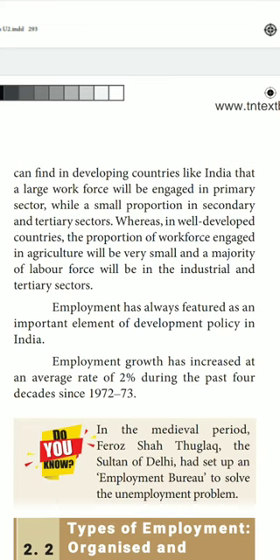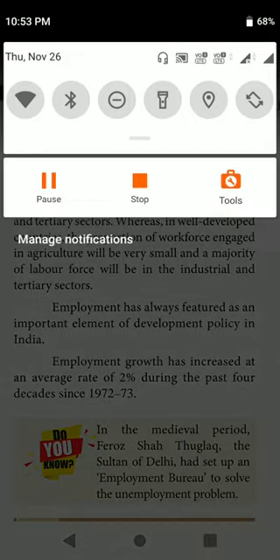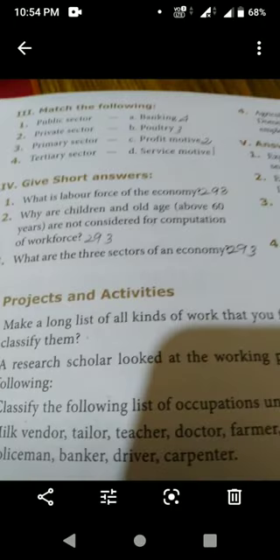Next I will give only 3 small questions that you only want to study and write. Yes, I'll take page number 298. There, Roman number 4, give short answers. So only 3 questions I am going to give. Please study thoroughly, okay? What is the labor force of the economy? That is page number 293.